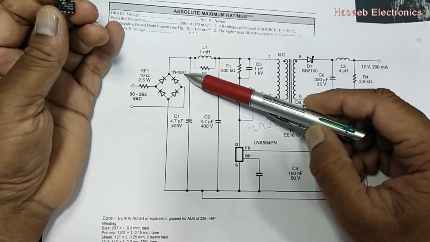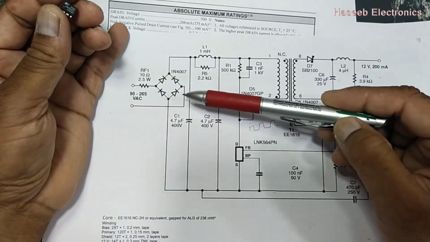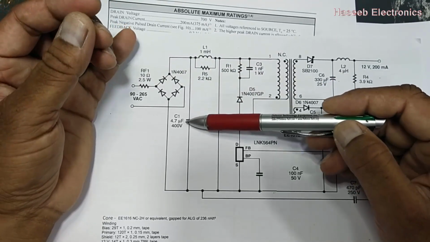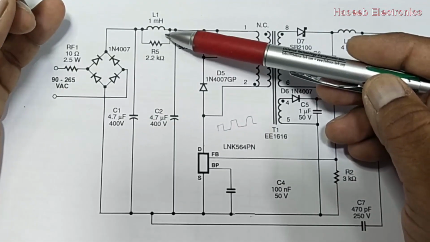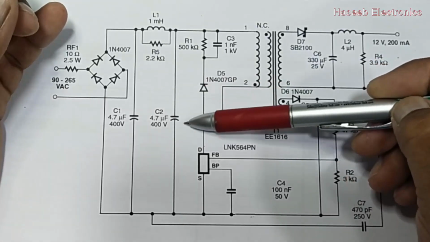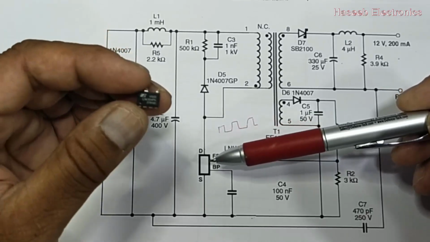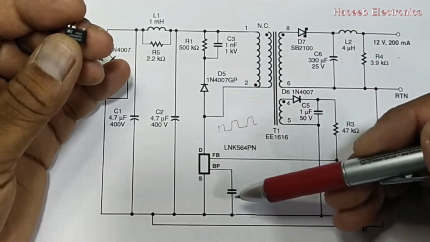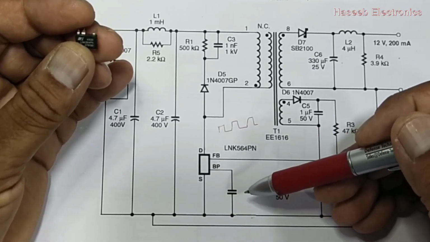Then it has a bridge rectifier, that is 1N4007, 4 diodes, or we can use a bridge rectifier pack. Then it has a first stage bulk capacitor, that is C1, 4.7 microfarad. It has an RL filter, 1 millihenry and 2.2k resistor. Then it has a second stage bulk capacitor. Here this IC is used. It is LNK564PN. This IC does not have any biasing component, any VCC, startup resistor, or any RTCT components.